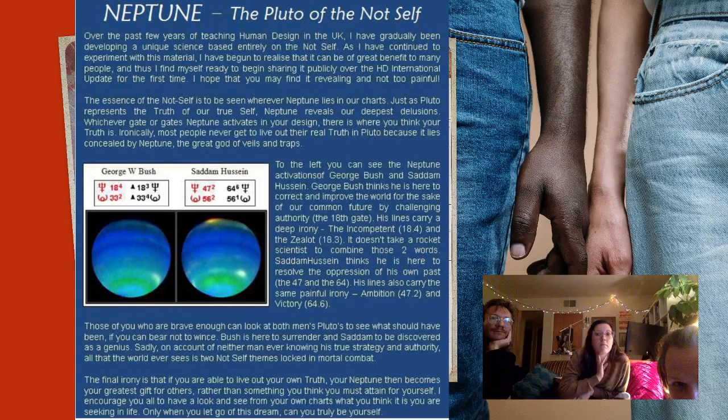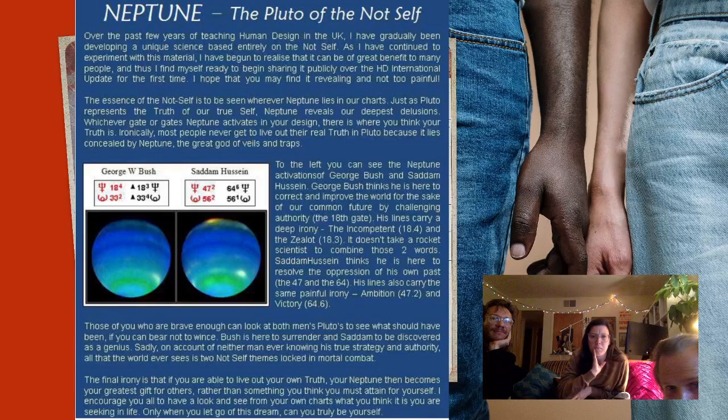Saddam Hussein thinks he is here to resolve the oppression of his own past. 47 and the 64. Nice. That's pretty good. 47 oppression and 64 is the past, yeah. His lines also carry the same painful irony. Ambition, 47.2, and victory, 64.6.